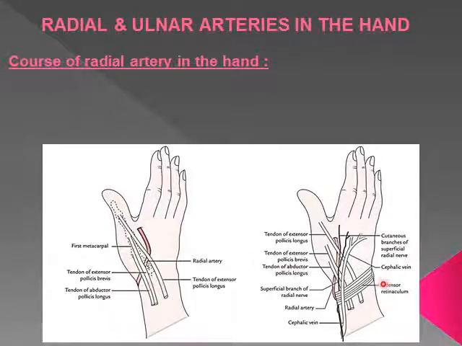Here we can see the artery after curving around the lateral side of the wrist to reach the dorsum of the hand. Then it sinks between the first and second metacarpal to reach the palm.